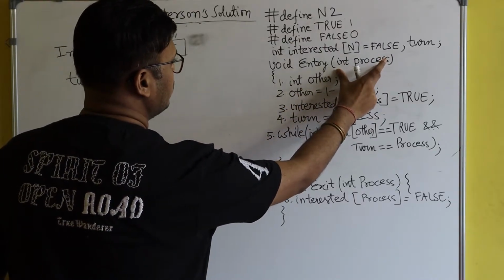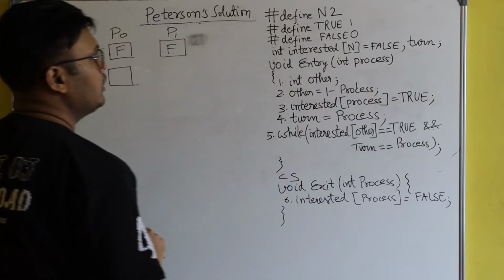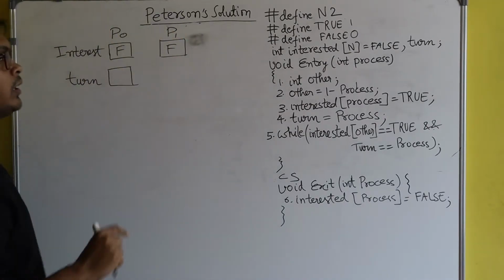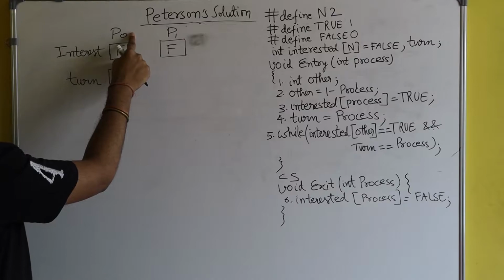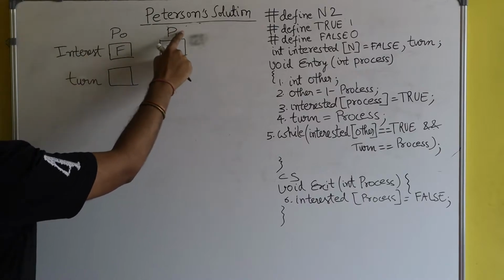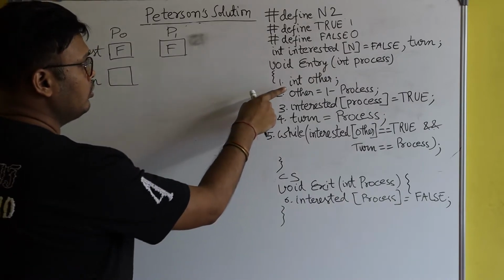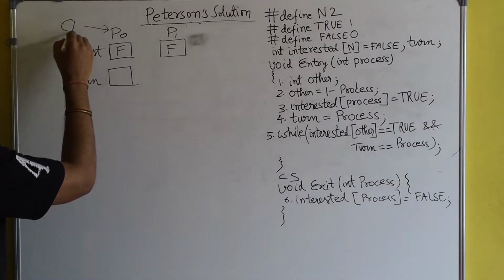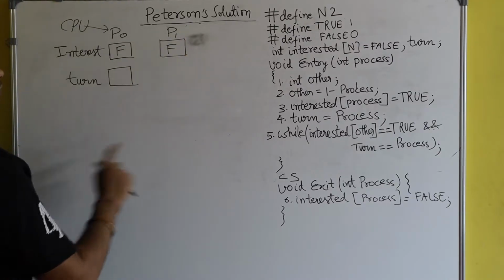So you see what's written in void entry, int process. So here there is a parameter int process. Process basically means, you see there are two processes, P0 and P1. If the CPU is assigned to P0, then P0 will be known as process and P1 will be known as other. So int other. Suppose the CPU is with process P0, then P1 is other.